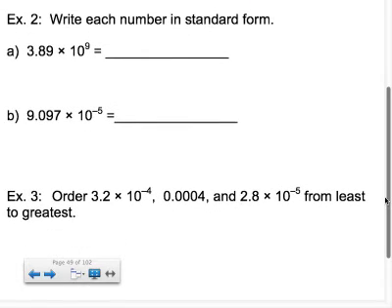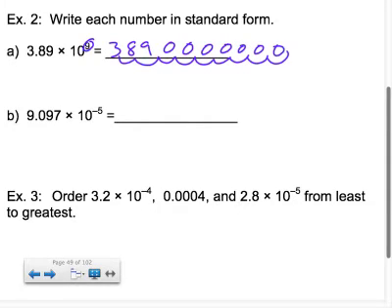In example 2, it says write each number in standard form. In other words, the 10 to the 9th here means move your decimal 9 places. So I have 3, 8, 9. Then 1, 2 places, 3, 4, 5, 6, 7, 8, 9. And then we go back and put our commas in: comma there, comma there, comma there. So 3.89 times 10 to the 9th is the same thing as saying 3,890,000,000. Again, this is a lot neater. $3.89 billion is not very easy to work with when you write it out.